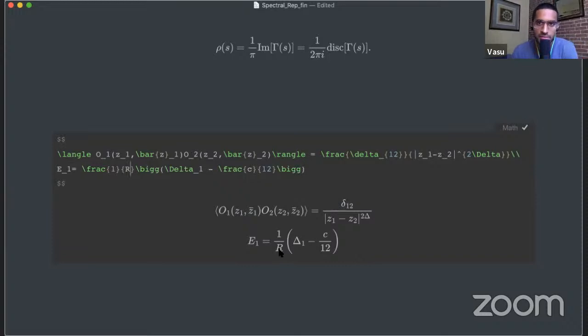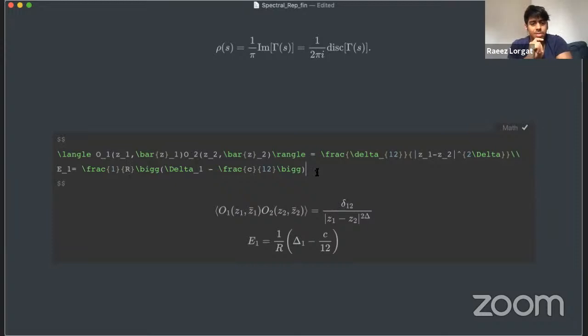So R is the radius of the spatial circle, right? And C is the central charge of the theory. So the effect of inserting O1 at the origin on the plane is to generate a state on the cylinder that has energy E1. That's how the state operator map works.